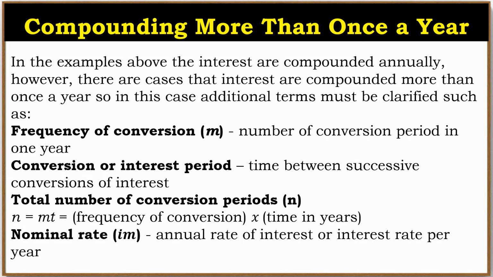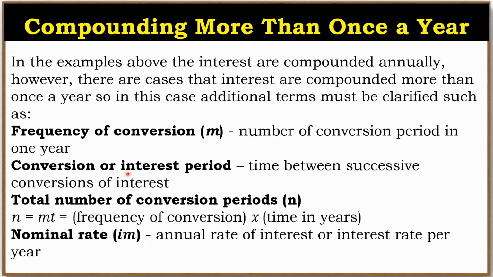Now let us have compounding more than once a year. So in the example above, the interests are compounded annually. However, there are cases that interests are compounded more than once a year. In this case, additional terms must be clarified, such as the first one, frequency of conversion, which is represented by a small letter m. This is the number of conversion periods in 1 year.